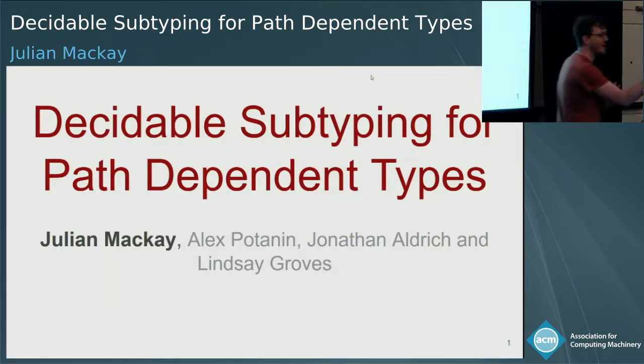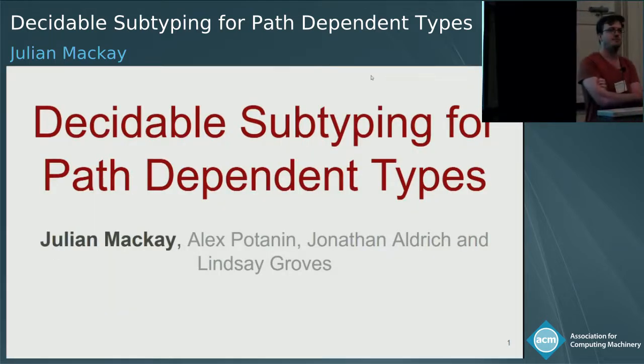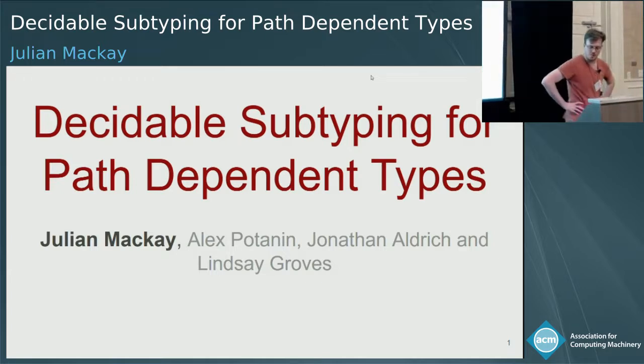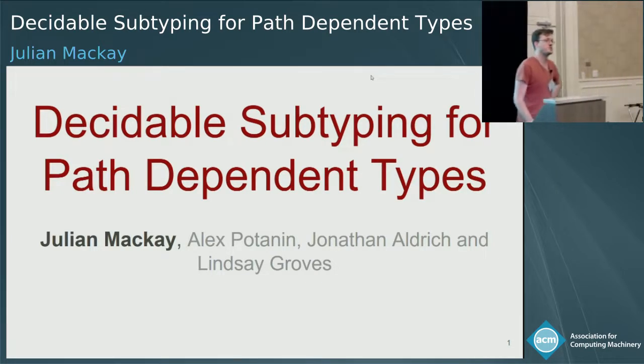But there was a question earlier about what about other features in Scala, right? And so what we're focused on is one of those other features, which is recursive types, right? In Dart, they're called mu types, but we focus on recursive object types.